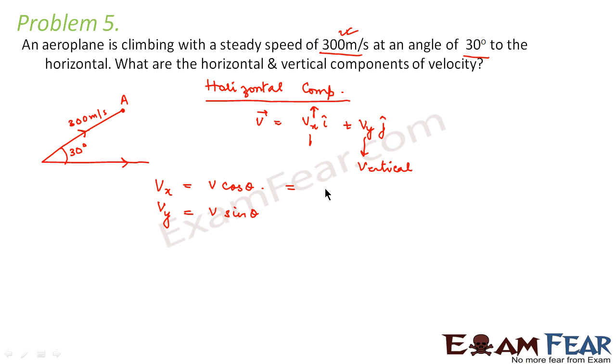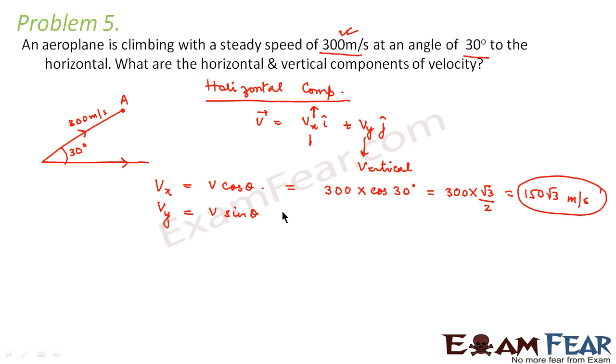So what would be v cos theta? V would be nothing but 300 into cos 30 degrees. So that is equal to 300 into root 3 by 2. That is equal to 150 root 3 meters per second. So this would be the horizontal component.